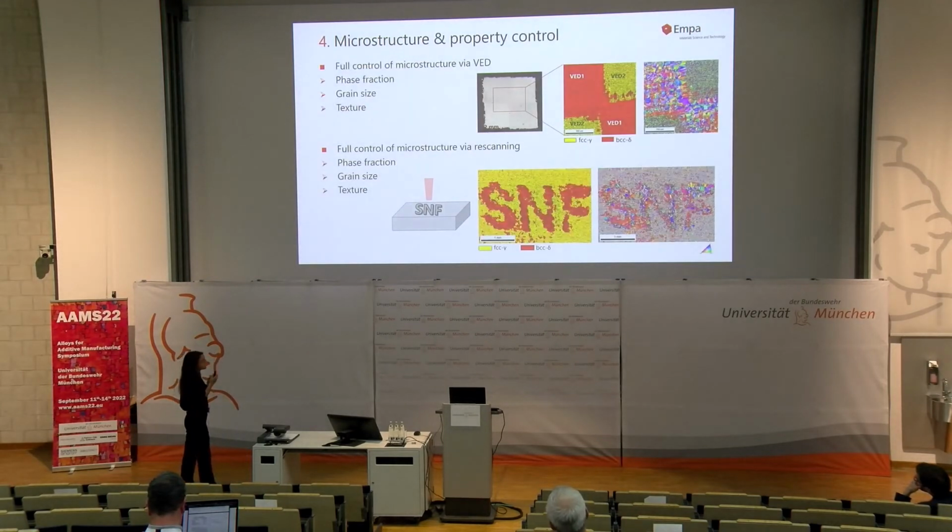So here are two examples where we apply these two different strategies. In the first case, we could build a kind of chessboard sample where we alternate the volumetric energy density. And the result is really a sample that combines areas 100% ferritic with areas 100% austenitic. Here we apply instead the rescanning. So we could transform a sample that was originally austenitic into a sample with some specific regions of ferrite.